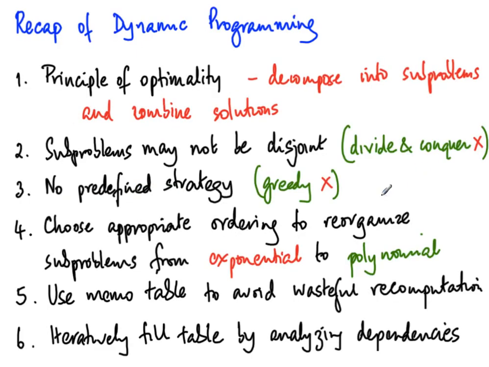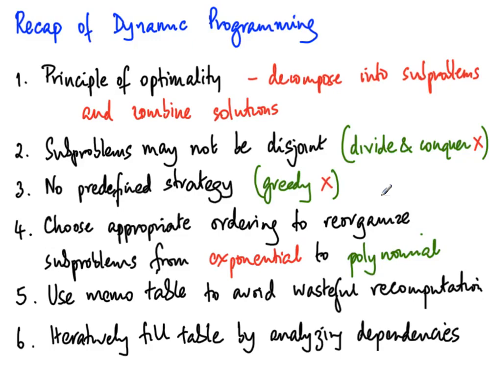Let us recap the main points that we have seen in dynamic programming. So the first point is that we are always exploiting the principle of optimality. We are trying to decompose a problem into sub-problems and combine the solutions to these sub-problems to solve the original problem. Now the difficulty is that these sub-problems may not be disjoint, they may overlap. So we can't use divide and conquer as a strategy to break up the problem and solve them recursively. Similarly, there may be no predefined strategy that always works in order to discard some choices of sub-problems, so we can't apply a greedy approach.